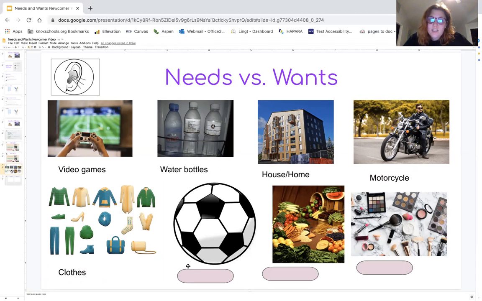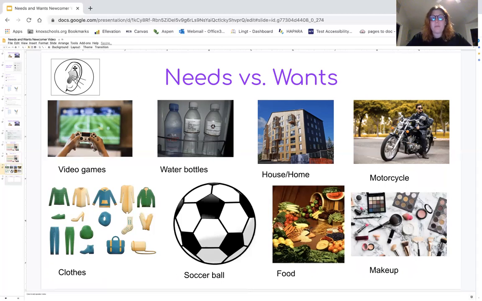Number 6, this one should be very easy. A soccer ball. Number 7, we have our food. And then number 8, this one is also a little hard. What do you see here? This is called makeup. Makeup.